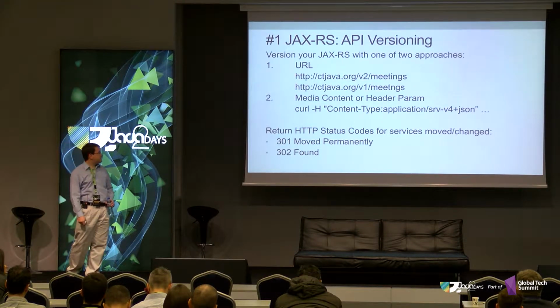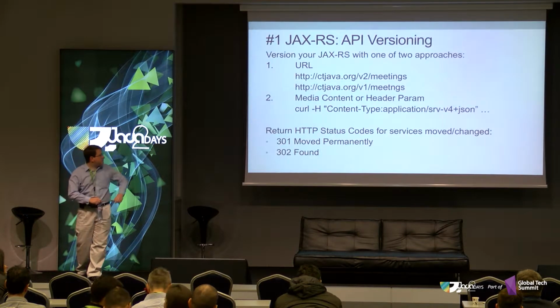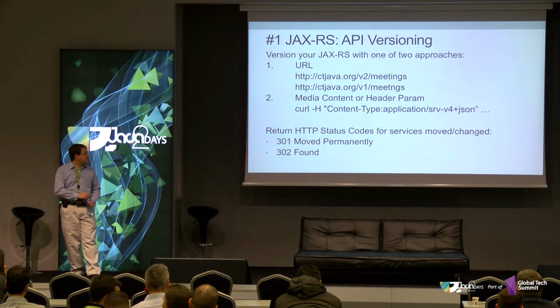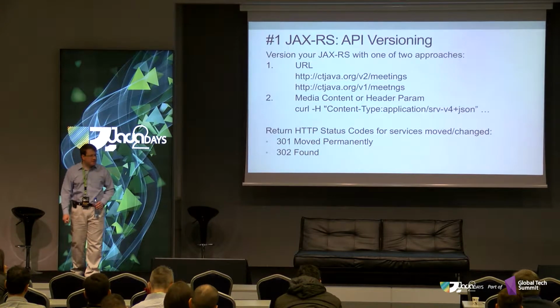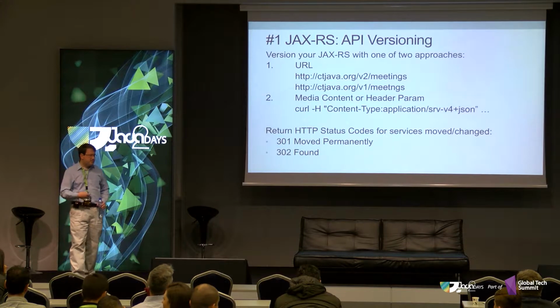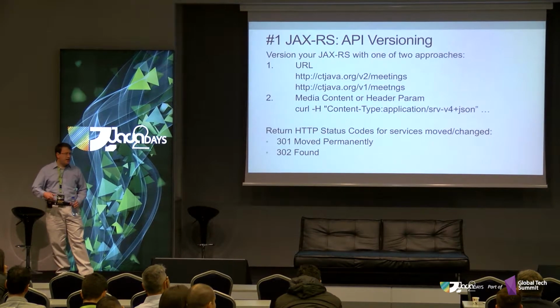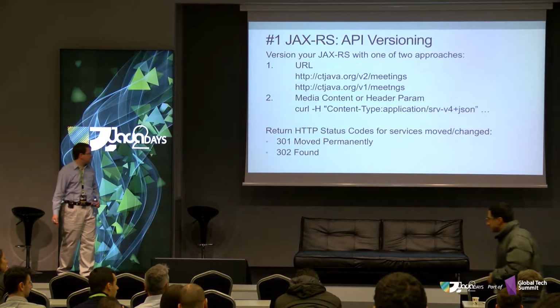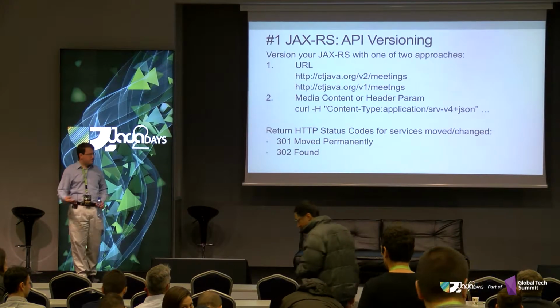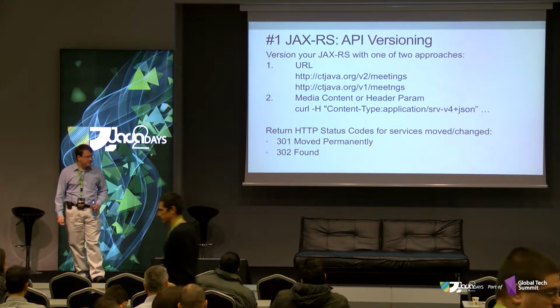The second one is either using media content or header parameters with that. That is an example of invoking one using a content type, using a media type to specify the version of the web service to invoke. And then with RESTful web services, for web services that have moved or changed, return the corresponding HTTP code for 301 that is moved permanently, or 302 and provide the location of where the web service has moved to.